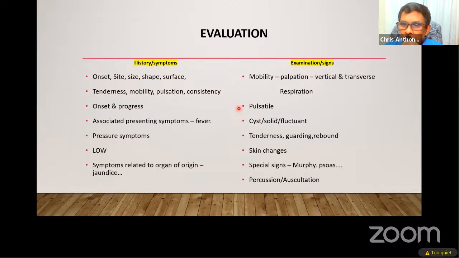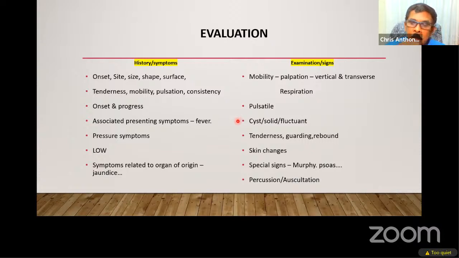You must think pulsatile, and with this pulsatile mass, you also have to see at the same time whether it's an expansile mass, or whether there is any systolic bruit or thrill that can be palpated over this mass. These are important things that you must do when you notice a pulsatile mass.